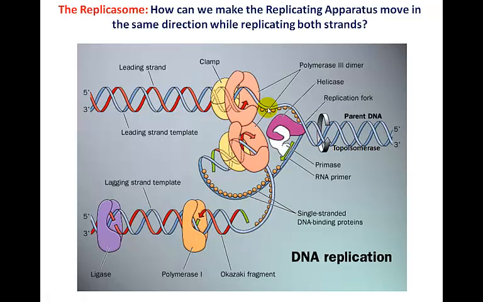In fact, the polymerase 3 is a dimer, and one of the subunits is replicating the leading strand, and the other subunit is replicating the lagging strand, and they're moving together as the replication fork opens. So we're going to talk about what's happening in the lagging strand that enables us to do this.